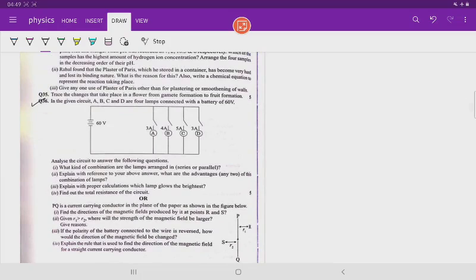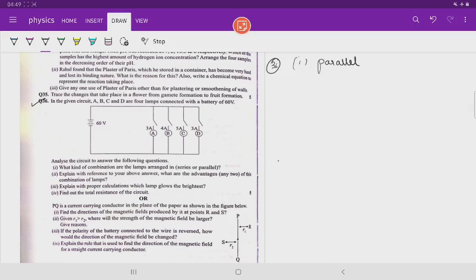The given circuit has A, B, C and D, 4 lamps connected with a battery of 60 volts. All are connected in parallel. Analyze the circuit and answer the following questions. What kind of combination are the lamps arranged in? The first answer is: they are already connected in parallel, one below the other.